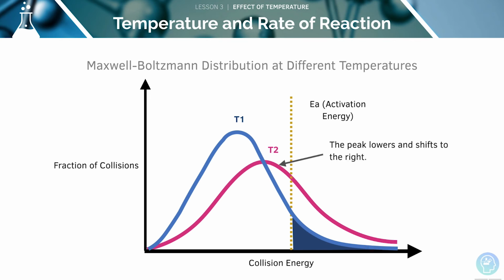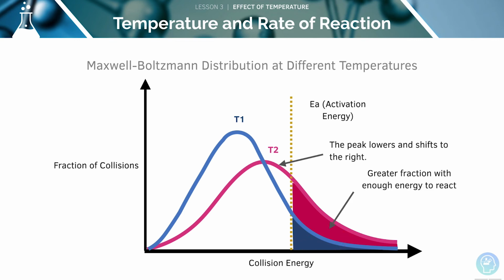At T2, however, the peak of the curve is both lower and shifted to the right. We can see that the area to the right of the activation line is greater under the curve at T2 compared to T1. This means there is a greater fraction of particles with enough energy to react.